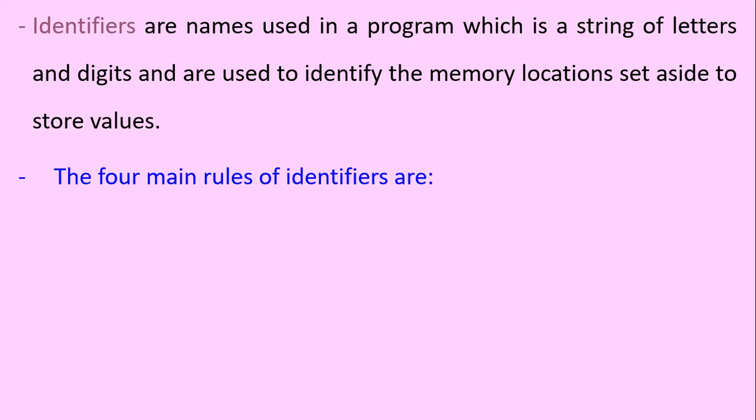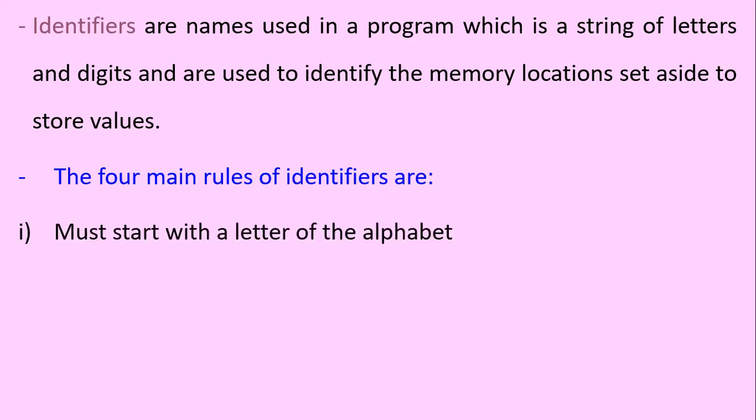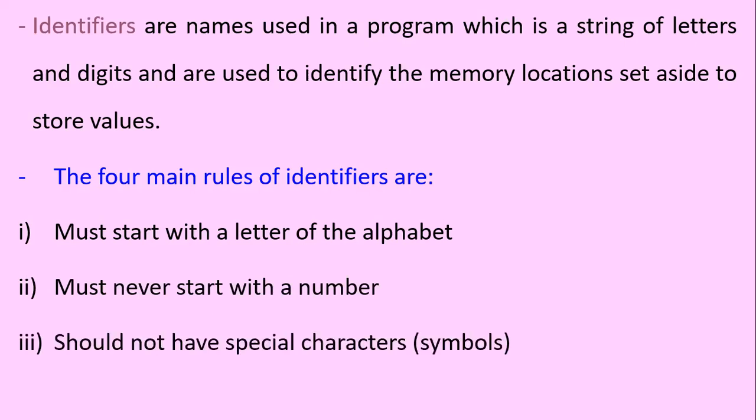The four main rules of identifiers are: number one, the identifier must start with a letter of the alphabet. Secondly, it must never start with a number. The third rule is that it should not have special characters or symbols. And number four, it should not have spaces in between.